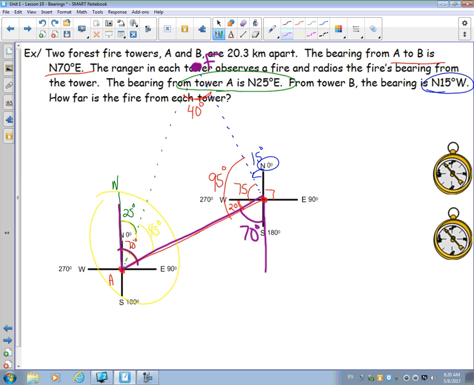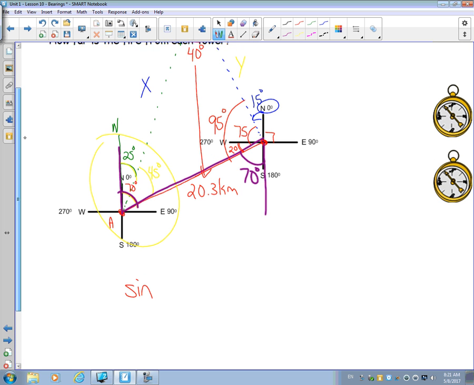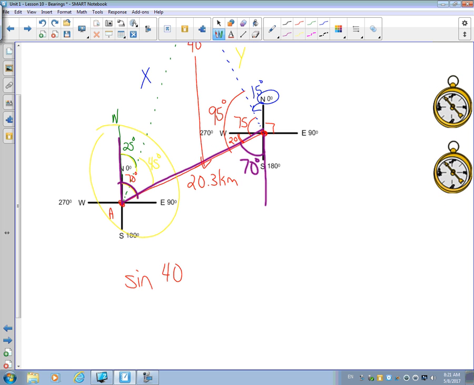Okay, we want to know in the question, how far is the fire from each tower? So we've got an X over here, and we've got ourselves a Y over here. We know the towers to start with are 20.3 kilometers apart. Well, that is a sine law question. So when you have two compasses, you're generally going to have to deal with the sine law. You have to match up things that go together. But to find the things that go together, you're going to have to look for that Z pattern somewhere in that picture. You have one of your homework that's going to give you a chance to practice this.